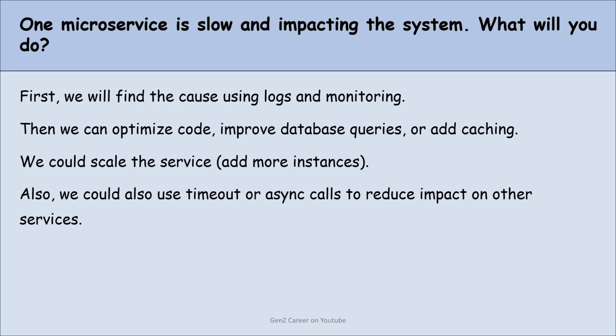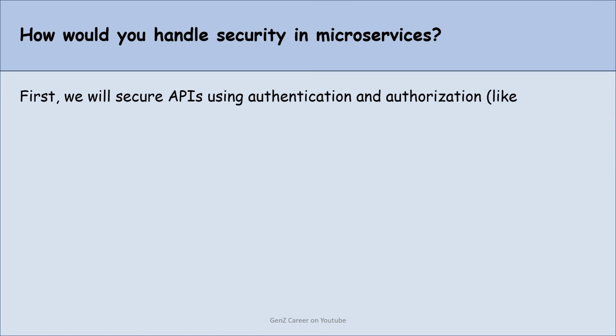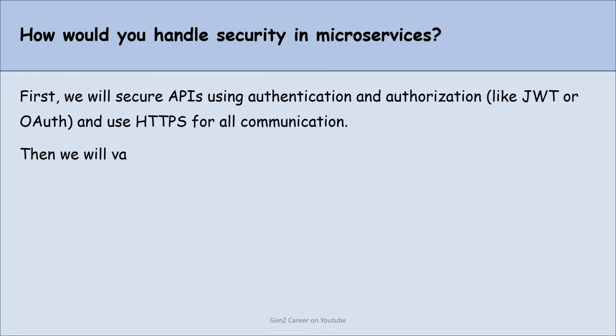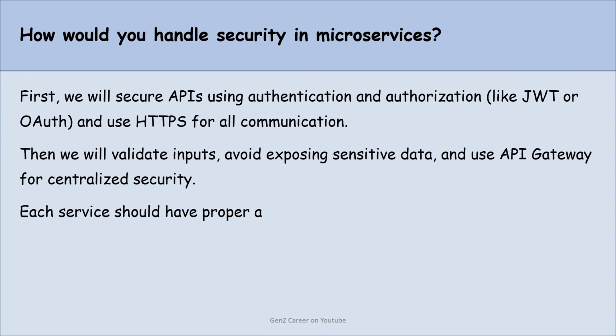And guys, the next question is, how would you handle security in microservices? First, we will secure APIs using authentication and authorization like JWT or OAuth, and use HTTPS for all communication. Then we will validate inputs, avoid exposing sensitive data, and use an API gateway for centralized security. Each service should have proper access control and secrets should be stored securely.